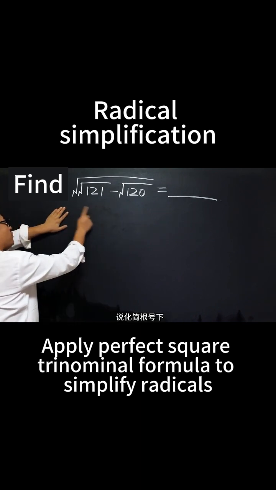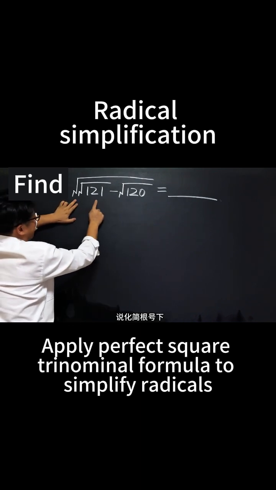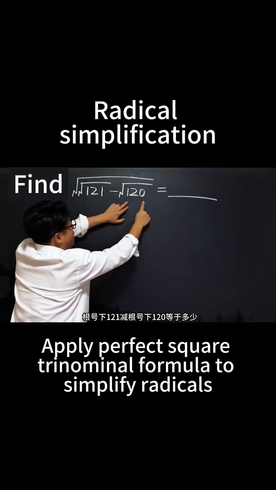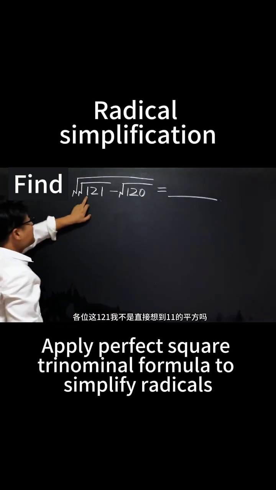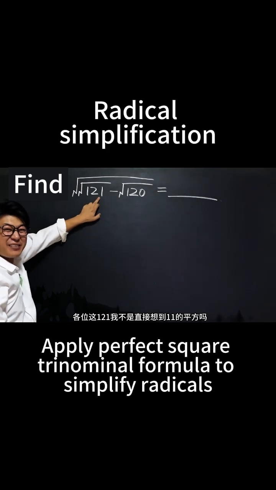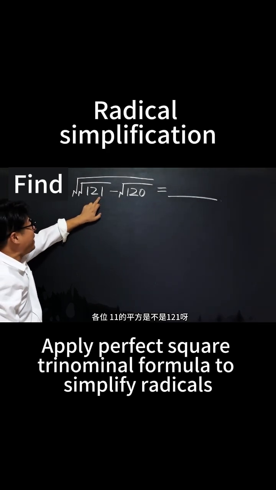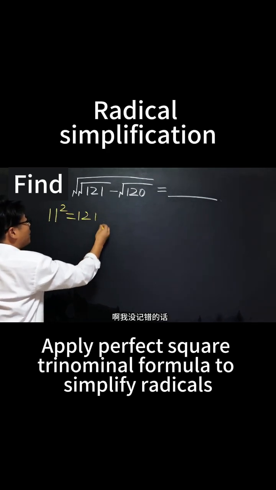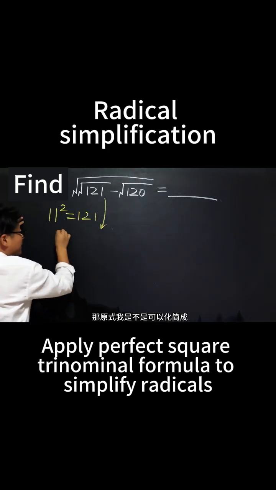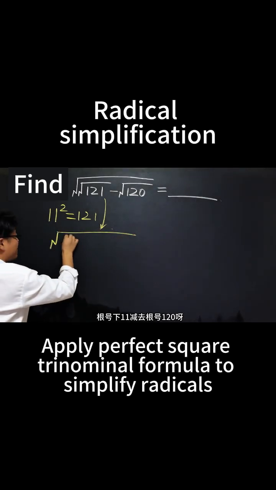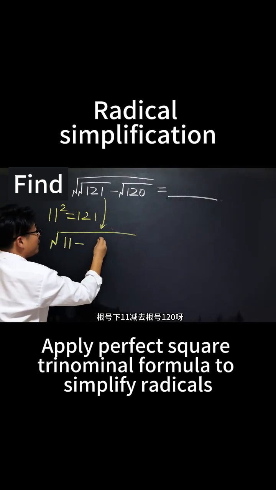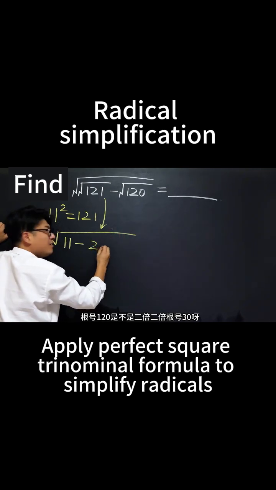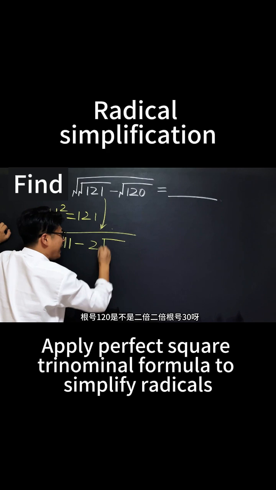It says, what is the value of the square root of 121 minus the square root of 100? Everyone, when I see 121, don't I immediately think of 11 squared? Isn't 11 squared equal to 121? If I remember correctly, can't the original expression be simplified to the square root of 11 minus the square root of 120? The square root of 120 is 2 times the square root of 30, right?